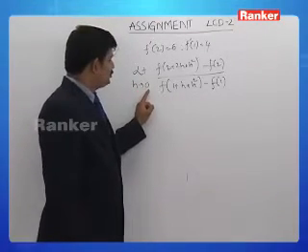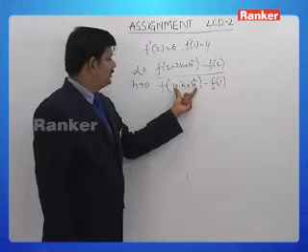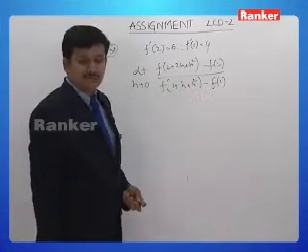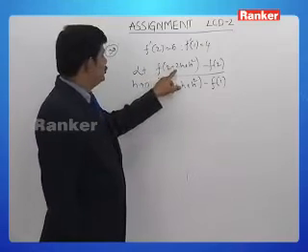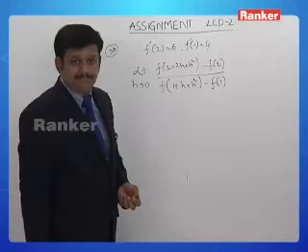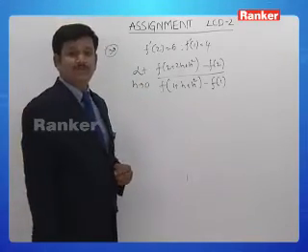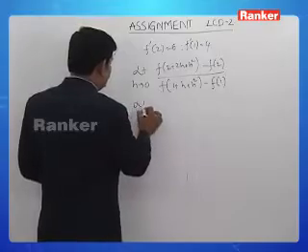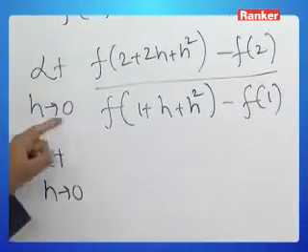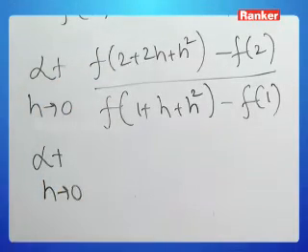See, as h tends to 0, 1 plus h plus h square tends to 1, so f of 1 minus f of 1 is 0, and in the numerator 2 plus 2h plus h square tends to 2, so f of 2 minus f of 2 is 0. It is a 0 by 0 form, and also it is given that f of x is differentiable. So, we can apply L'Hospital rule. Limit of f of x by g of x is the same as limit of f dash x by g dash x.